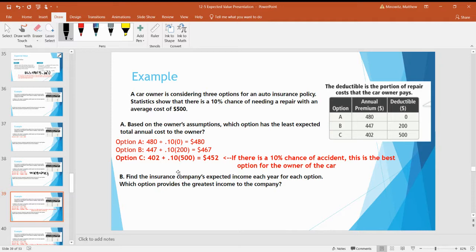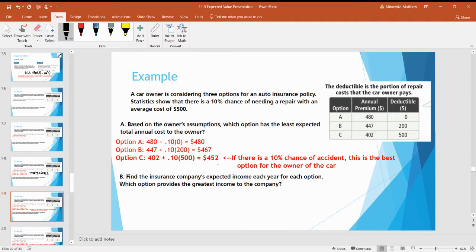They say, well, this should happen about 10% of the time, so I want to pay on average $452. Now, I'm only paying $402 if I don't get into an accident, but if I do get into an accident, I'm paying $902. So C is also the riskiest, but it has the lowest expected value over the course of all of the years.